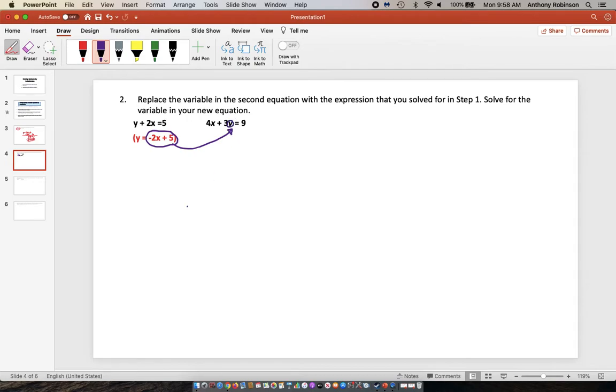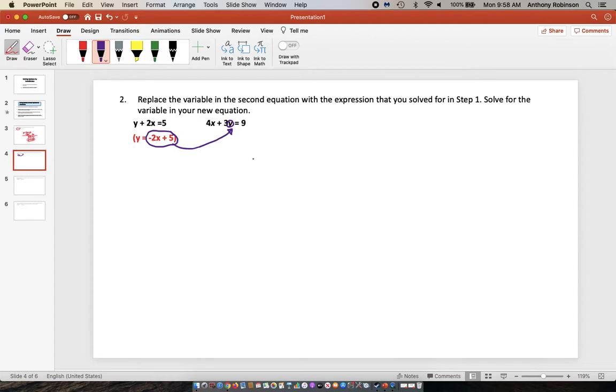The reason I want to do that is now I have an equation that only has one variable. The reason I can do that is because of what this little equals sign right here means. I know that y is the same as negative 2x plus 5. Therefore, I can replace y with negative 2x plus 5.